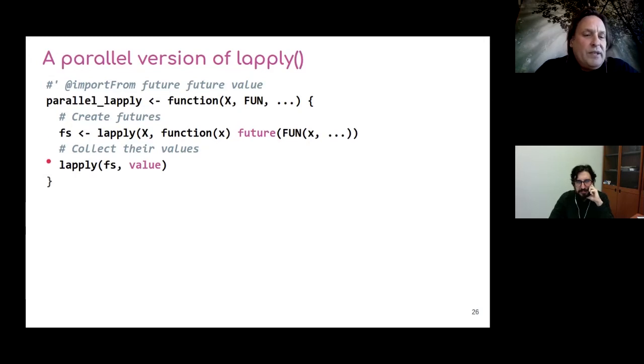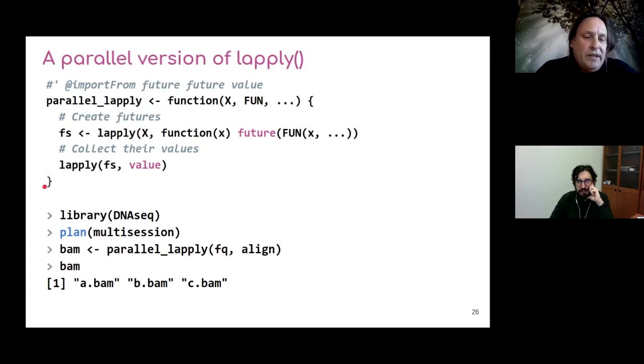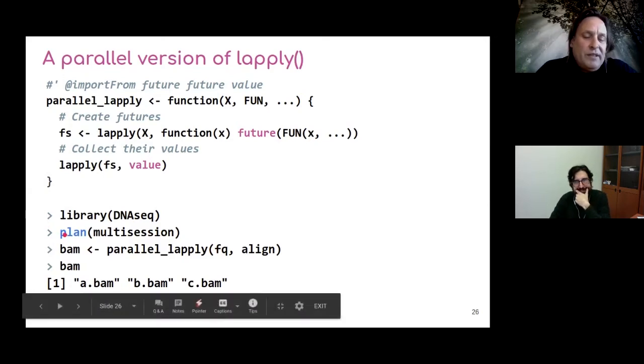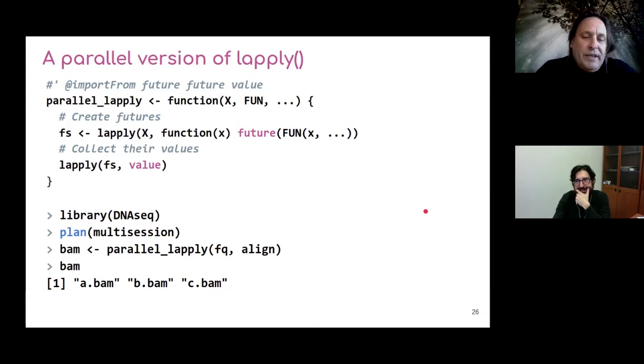And then at the end, you just say, hey, now I'm interested in the values. And so before this function returns, all values will be collected. And from the outside, it will work just like lapply. So you would use this library DNAseq. You say, let's parallelize on the local computer, and it will work. And if now the function would be part of another package like DNAseq, the future API will know that the workers need to load that package. So that will all be taken care of automatically.